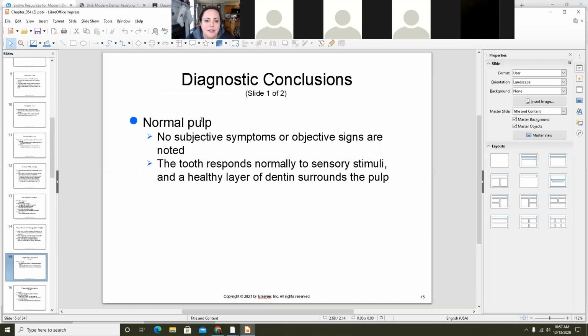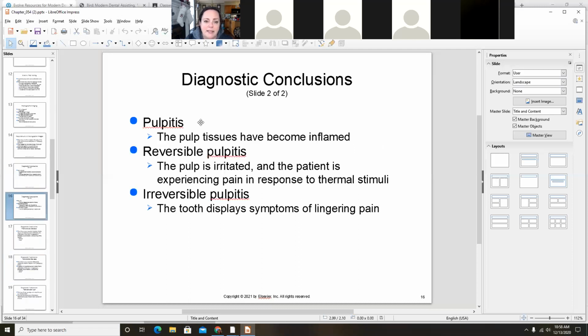Diagnostic conclusions: either we have a normal pulp, so no subjective symptoms or objective signs are noted. The tooth responds normally to sensory stimuli and a healthy layer of dentin surrounds the pulp. Pulpitis, the pulp tissues have become inflamed. Reversible pulpitis, the pulp is irritated and the patient is experiencing pain in response to thermal stimuli. Irreversible pulpitis, the tooth displays symptoms of lingering pain.